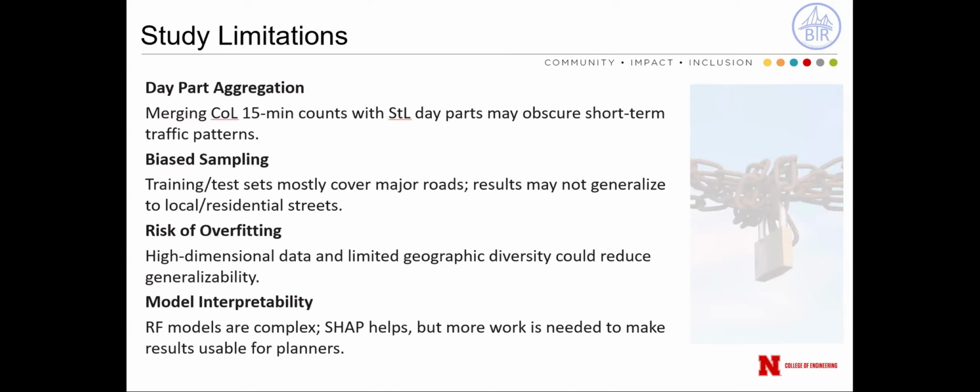The second, and as mentioned earlier, our sample is biased towards high volume roads, which limits generalizability. Third, even though random forests handle complexity well, overfitting is still a concern. There's also the fact that they're not as interpretable as generalized linear models.